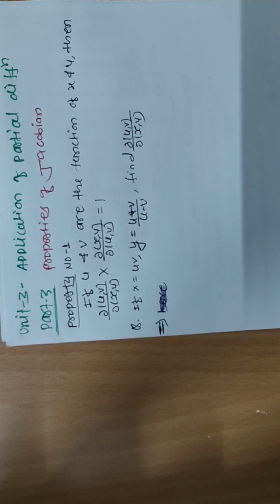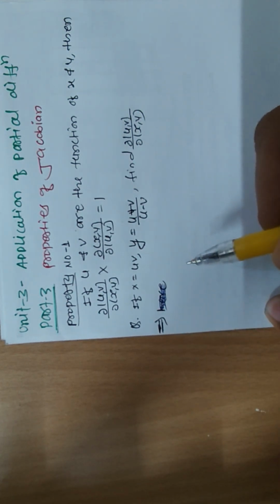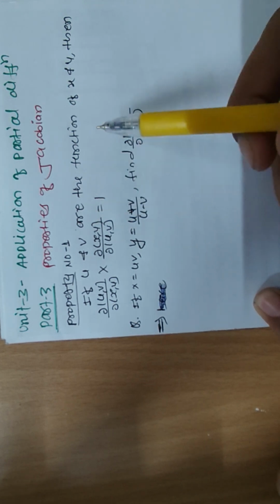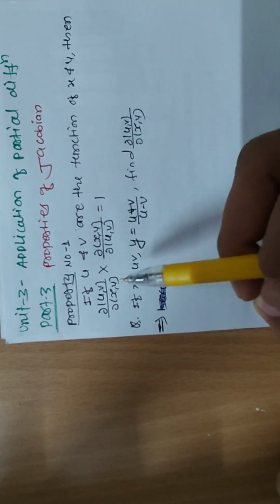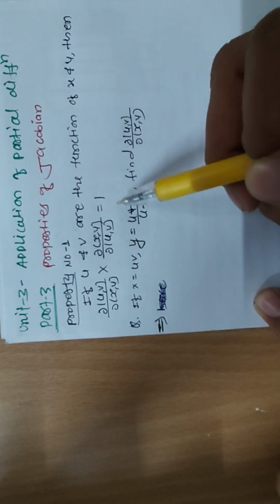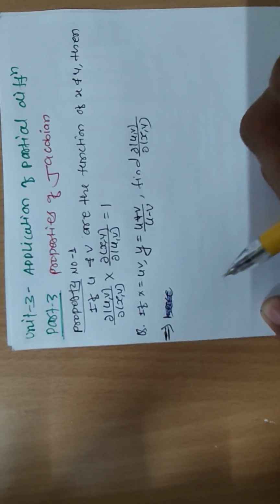So let's start property number 1. Let's see the statement of property number 1. If u and v are functions of x and y, then ∂(u,v)/∂(x,y) multiplied by ∂(x,y)/∂(u,v) is equal to 1. This is the statement of property number 1.